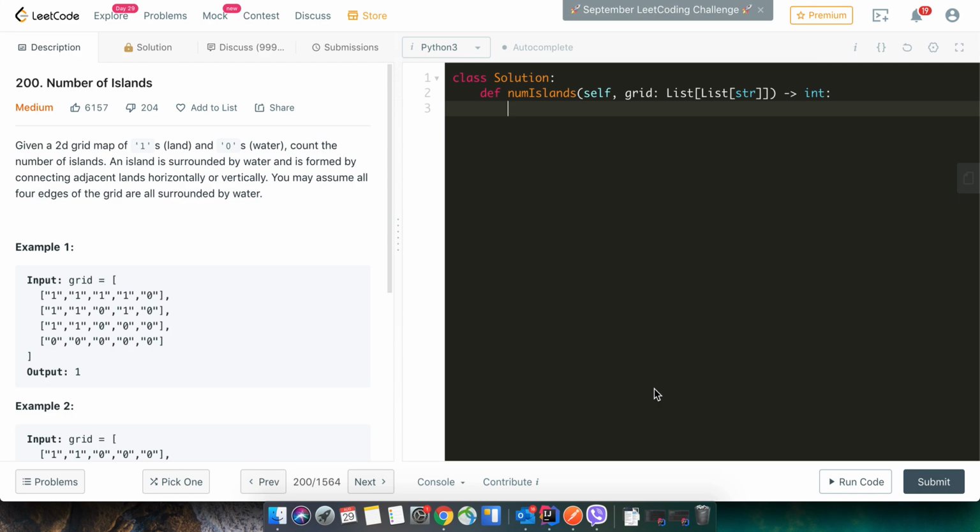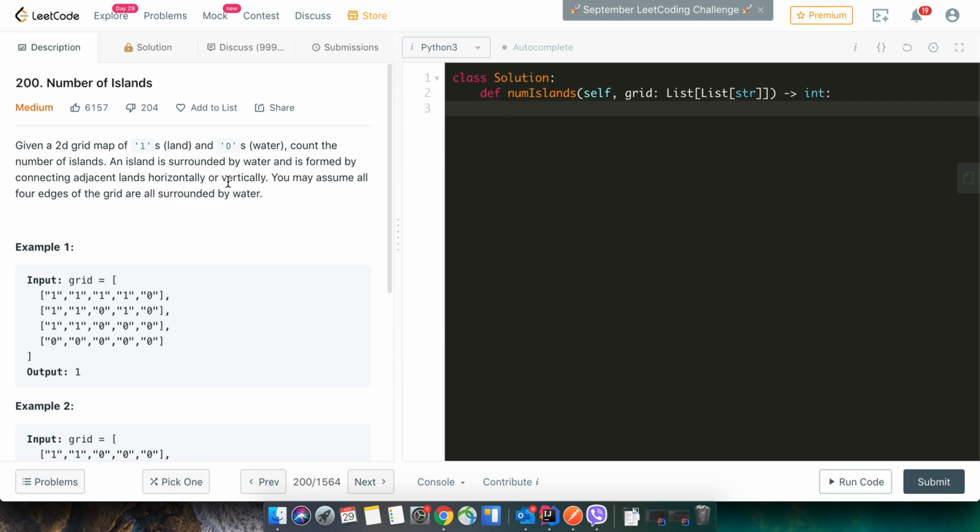Cool. So first we'll be going through the problem statement. It says, given a 2D grid map of ones and zeros, where the ones are land and zeros are water, we have to count the number of islands. An island is surrounded by water and is formed by connecting adjacent lands, that is adjacent ones, horizontally or vertically. Note that it's only horizontally and vertically, so no diagonal relation is there.